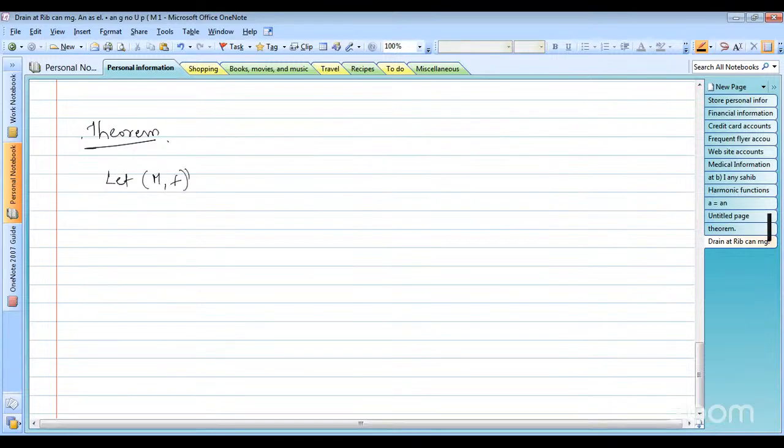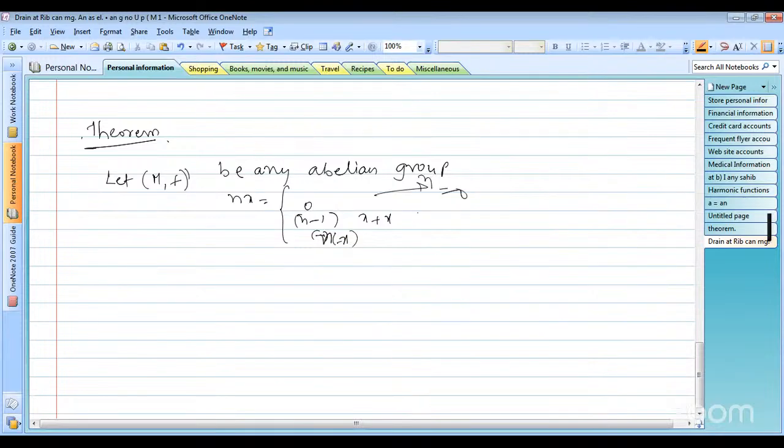Let (M, +) be an abelian group, and let Z be the ring of integers. For x belonging to M, we define nx inductively as follows: nx is equal to 0 if n = 0, (n − 1)x + x if n is greater than 0, and −(−n)x if n is less than 0.